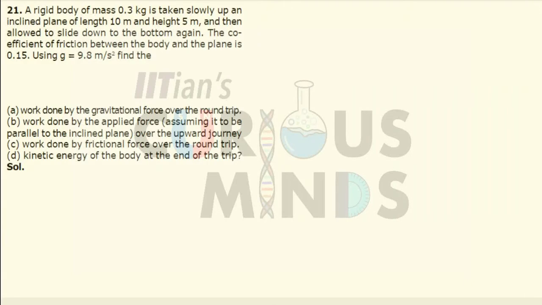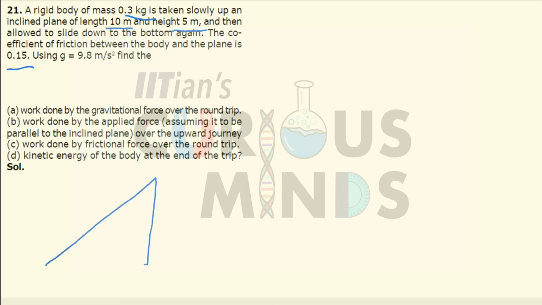A rigid body of mass 0.3 kg is taken up an inclined plane of length 10 meter and height 5 meter, and then allowed to slide down to the bottom again. The coefficient of friction is 0.15. The value of g over here is equal to 9.8 meter per second square. We have to find out various things over here.